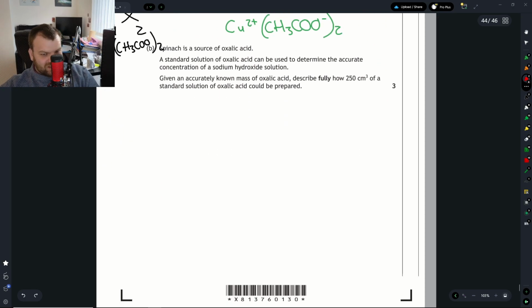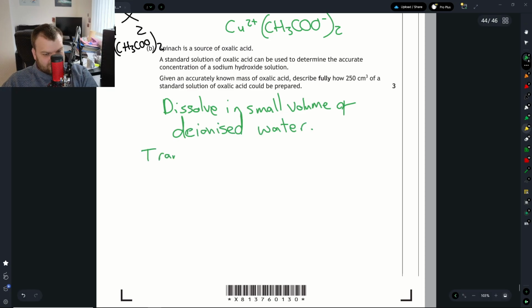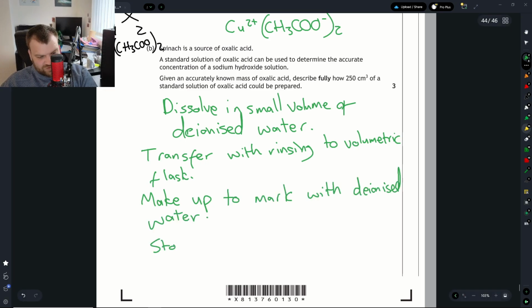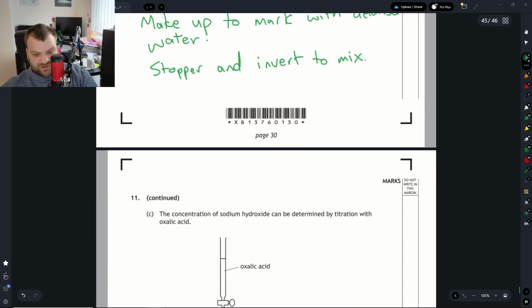We are preparing a standard solution of a chemical here. In this question, we're told we've already got our known mass of the sample. The first thing we need to do is dissolve it in a small volume of water. We'd want it to be deionized or distilled. We then want to transfer into a volumetric flask with rinsings. So we add more water once we've transferred it. So transfer with rinsings to a volumetric or standard flask. And then you want to make it up to the mark, fill it up to the mark, whatever you want to say, with some more water. You then want to stopper it and then invert it to mix. And that would pick up those marks there.